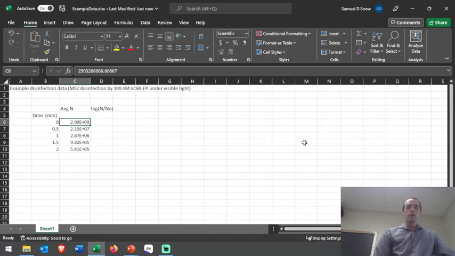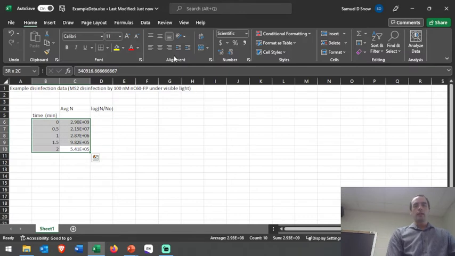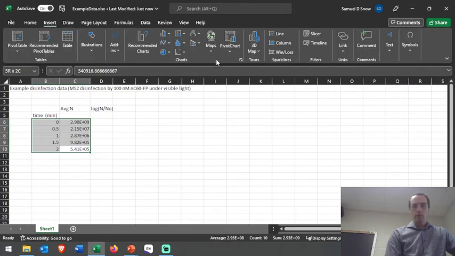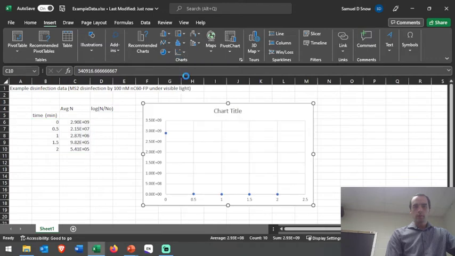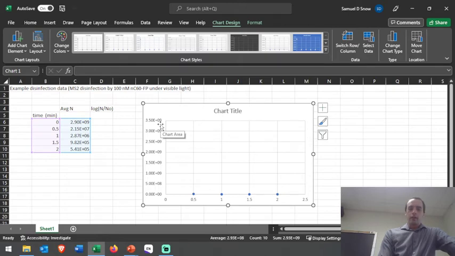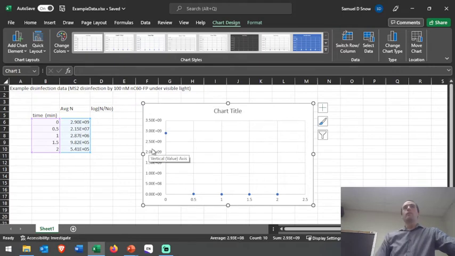So if our initial concentration was 2.9 times 10 to the ninth, and then 2 minutes later, we were down to 5.4 times 10 to the fifth, there's a question about, okay, what does that look like with the kinetics? So let's go ahead and plot that. And it's immediately clear that our kinetics drop so fast. And that's because we have a linear y-axis over here.